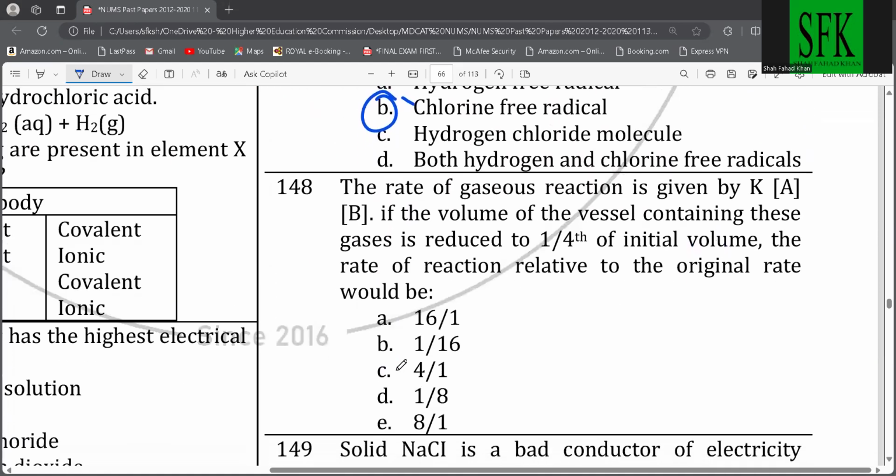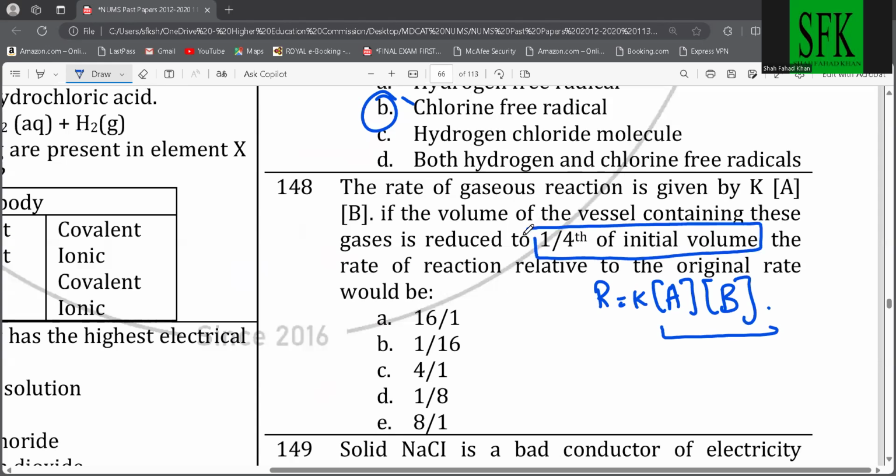The rate of a gaseous reaction is given by R equals K times concentration of A multiplied by the concentration of B. This is the rate equation given, in which you have two reactants, A and B. If the volume of the vessel containing these gases is reduced to 1/4 of its value, the rate of the reaction relative to the original rate would be how much? Okay, volume is reduced to 1/4, that means the pressure is increased to 4 times, correct? Or let's just look at the concentration.